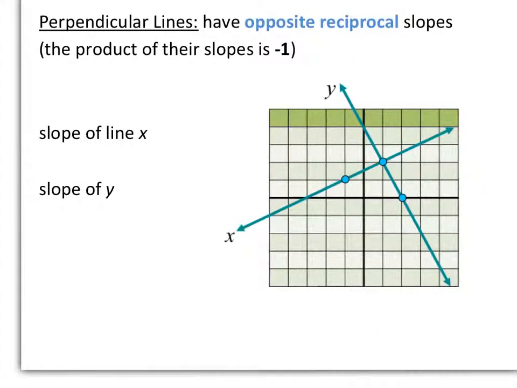Alright, now we're ready to look at perpendicular lines. So remember, perpendicular lines have opposite reciprocal slopes. The product of their slopes is negative 1. So if I want to find the slope of line x, I'll start at the bottom point, count up 1 and go right 2, so my slope is 1/2. Then if I want to find the slope of y, I'll start at the top point, go down 2, right 1, my slope's negative 2 over 1, or negative 2. So we see that 1/2 and negative 2 are opposite reciprocals. One is positive, one is negative, and 1/2 and 2 are reciprocals. So we can say that line x is perpendicular to line y.